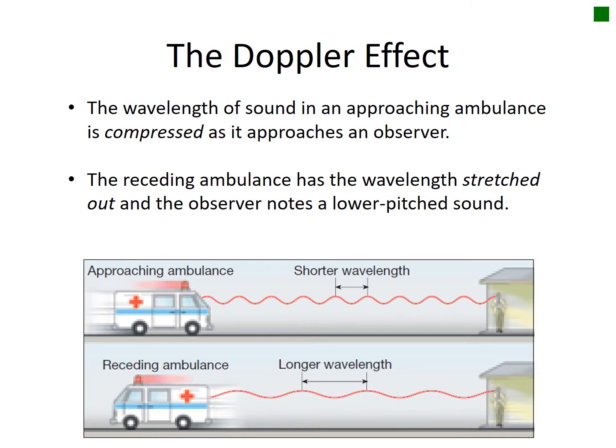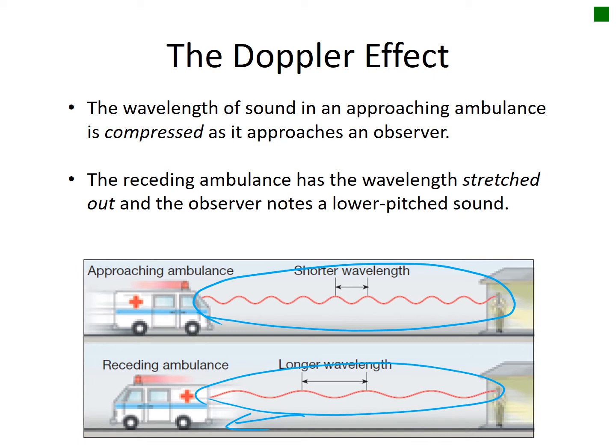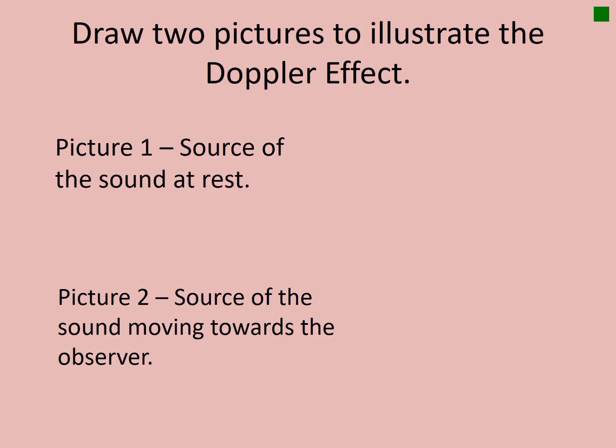So the Doppler effect, once again, is a shortening of the wavelength and an increasing of the frequency if the source is coming towards you. If it's going away from you, it makes the wavelength longer and decreases the frequency, making a lower pitch. So this would be a lower pitch and this is a higher pitch. It's an apparent change in both frequency and wavelength.